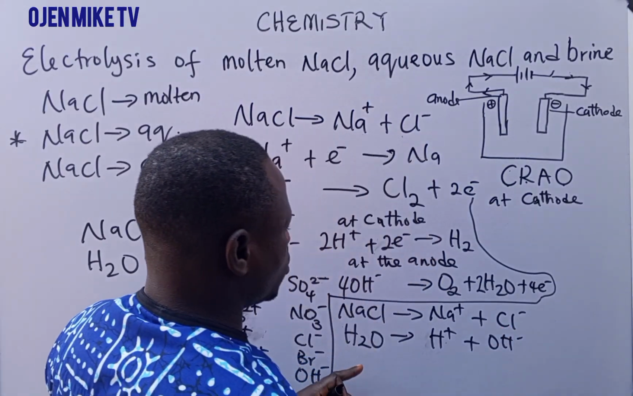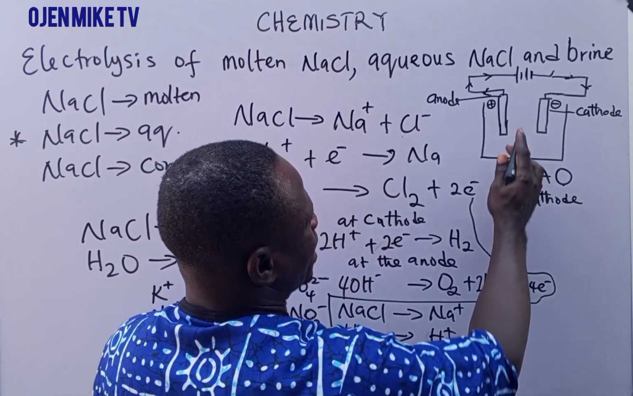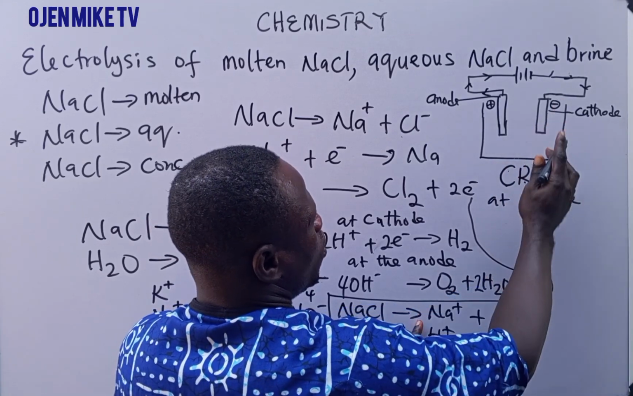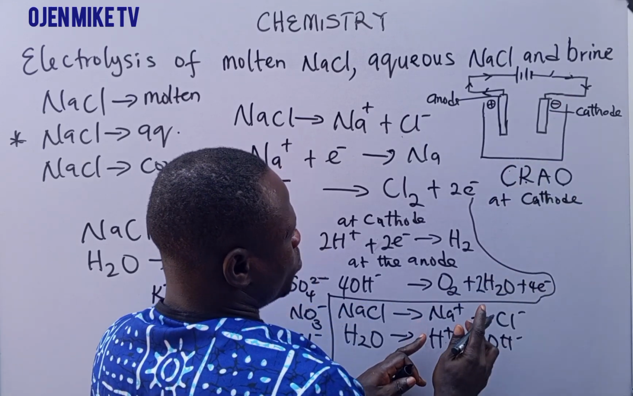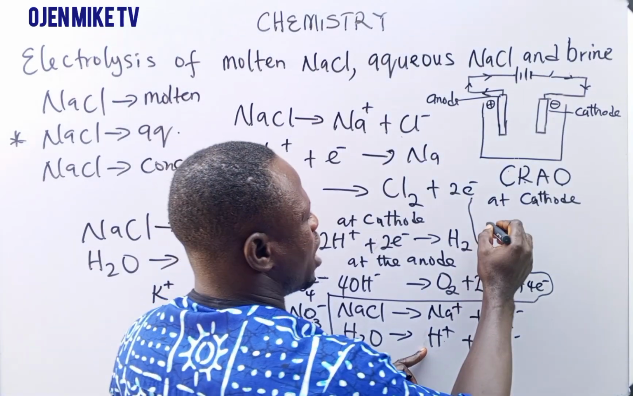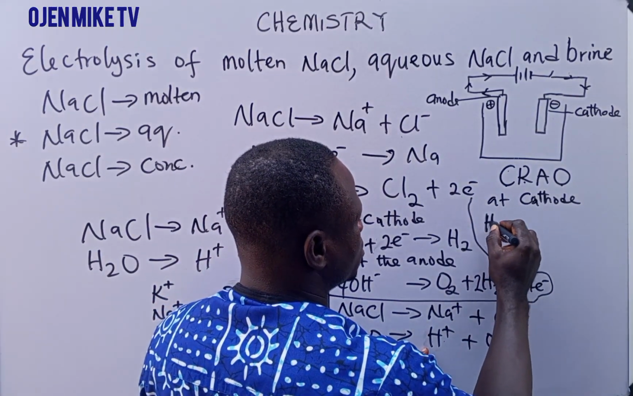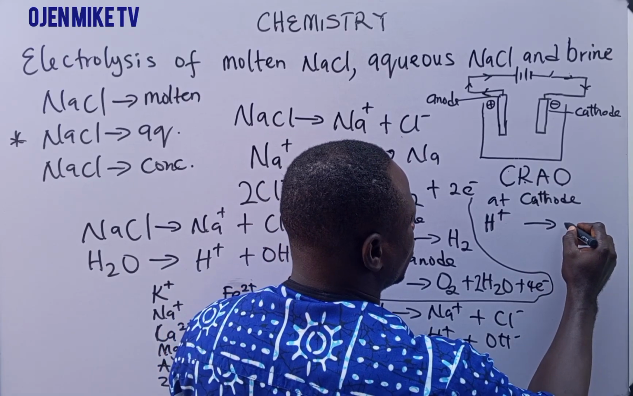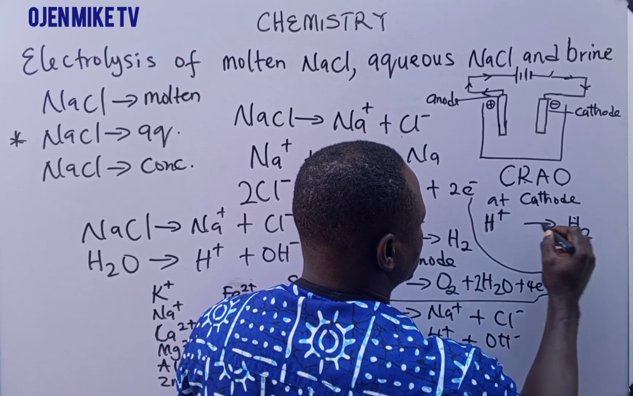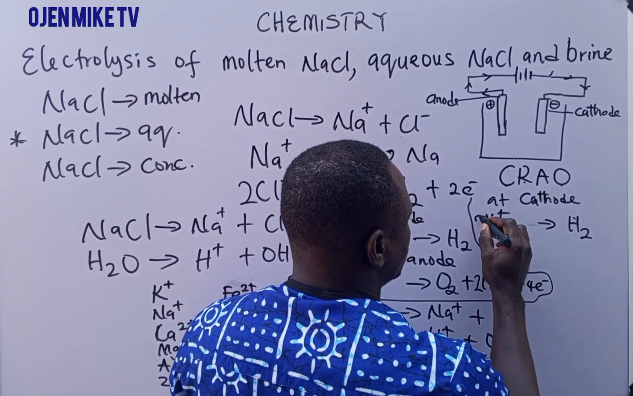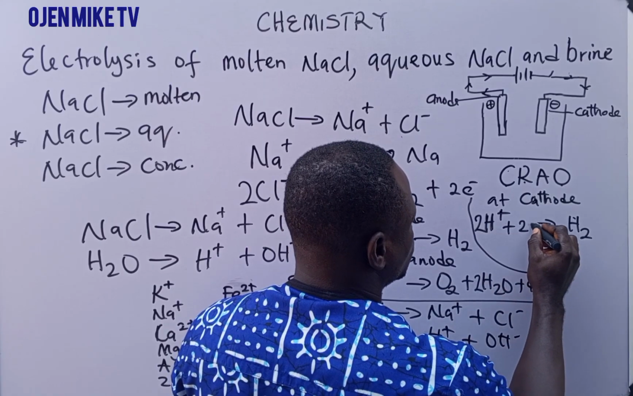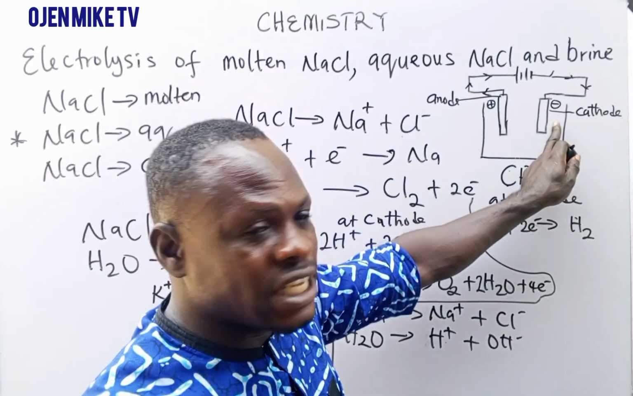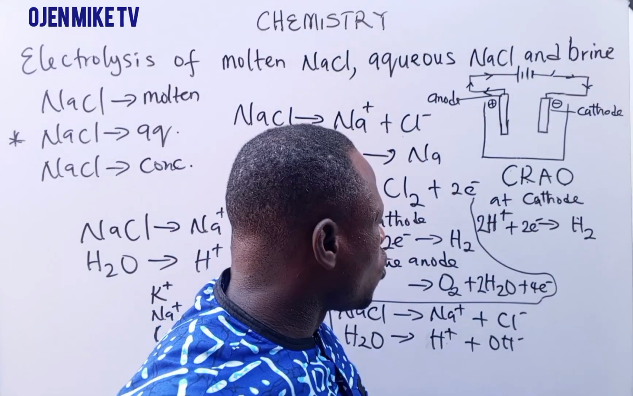So we now have what? We will first look at the cathode. What happened at the cathode? The positive ion will migrate. So we have hydrogen ion, which will give hydrogen gas. So here we have 2 hydrogen ions and 2 electrons. This is what will happen at the cathode.